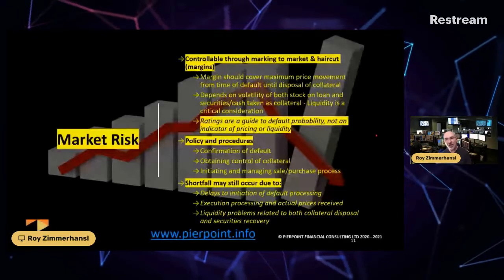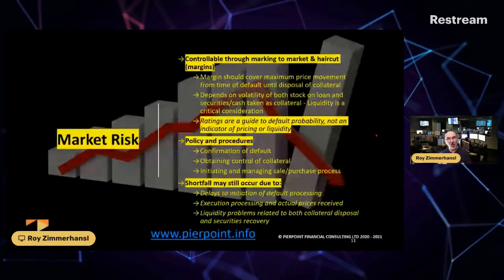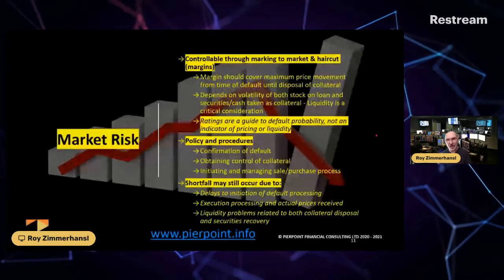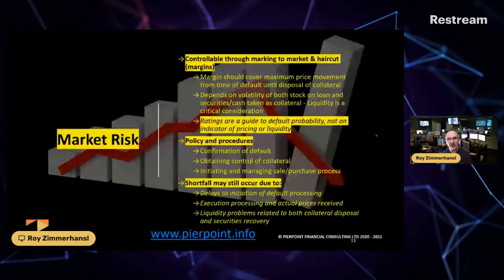So over collateralization, daily mark to market, reinvestment of cash, and the key thing for me always is the liquidity of the collateral that you're holding. Liquidity is key.